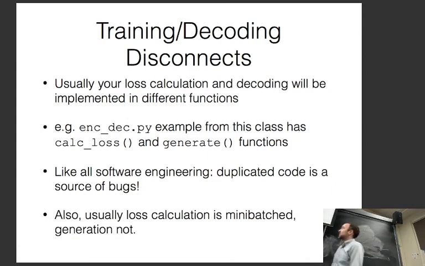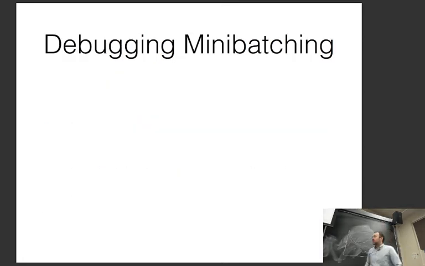Another thing that makes things harder is usually loss calculation is done on the mini batch level. So you have mini batch calculation for your loss, which makes things more efficient, but your generation is not. I'm talking exclusively about structured prediction problems here because many of the things we do in NLP are structured prediction. But if it's not structured prediction, the situation's a little bit better, but you can still make mistakes.